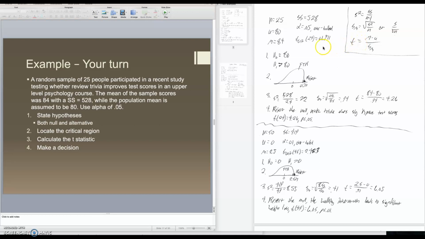Okay, so if we pull out, and I already did this at the top here, the important information. We know there's 25 people, so our DF is 24. We know that our population mean is 80, our sample mean is 84, sum of squares is 528, alpha is 0.05, and it's one-tailed because it improves. We go to our t table to find our t critical using a DF of 24 and the alpha and one-tailed, we get 1.711.